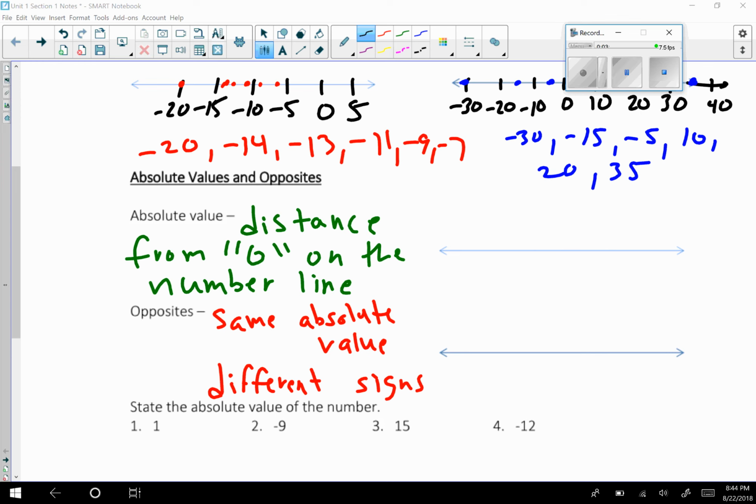The next thing we're going to talk about are absolute values and opposites. So the definition of an absolute value is the distance of a number from 0 on the number line. So for instance, let's go ahead and say this is 0 on the number line. And I'm going to put -11 over here. I'm going to put +6 over here.